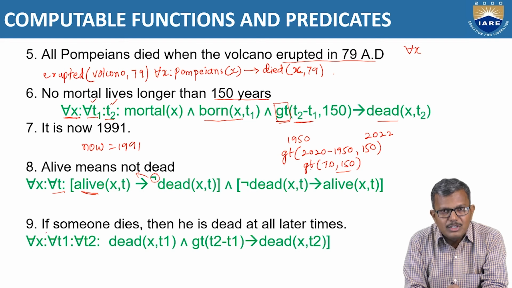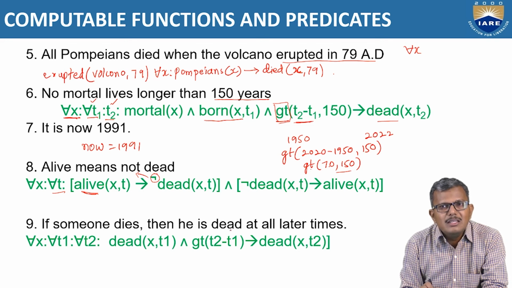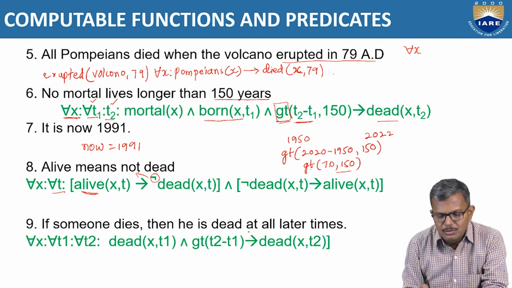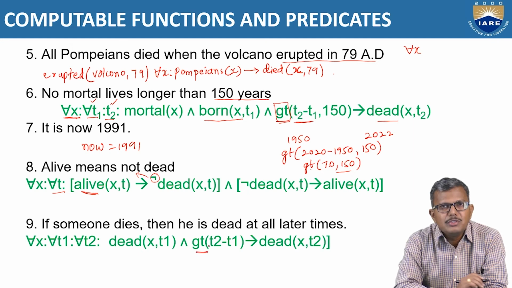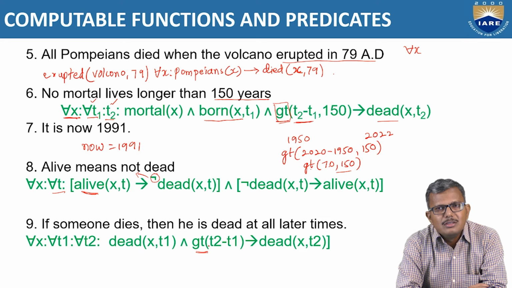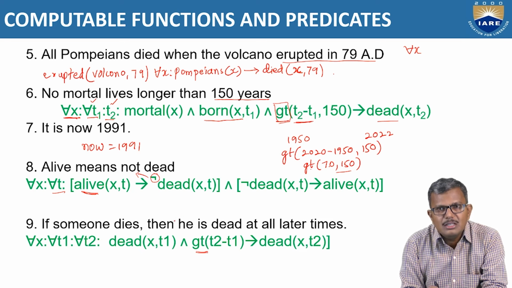Okay. Ninth one, you see. If someone dies, then he is dead at all later times. That means again we are talking about two different time periods. So the same kind of thing, again we have used computable functions in this case to represent the knowledge, or to represent this English sentence in the predicate form.